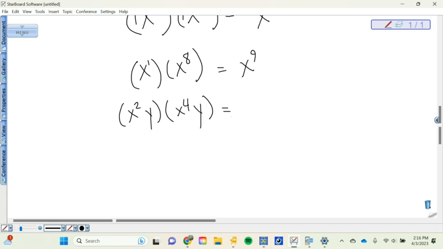Okay. Are there numbers out in front to multiply? No. So then I just look at my x's and my y's. What's the exponents on my x's? 2 and 4. 2 plus 4 gives us 6. What's the exponent on my y's? 1. It's literally x to the 6, y squared. Perfect. That's what I had the whole time.